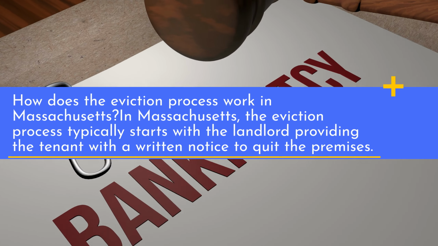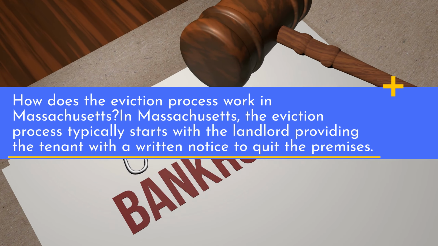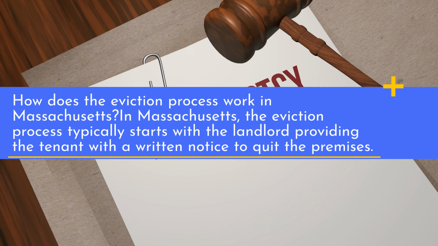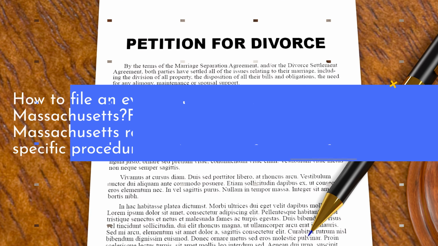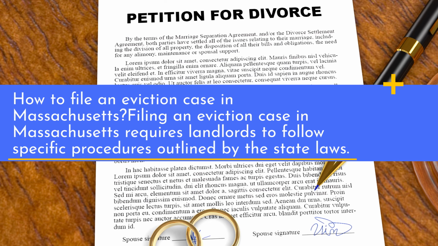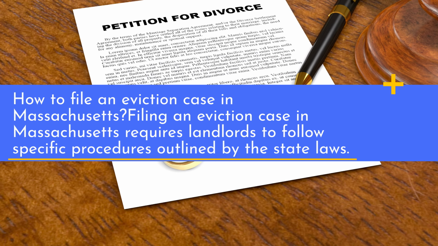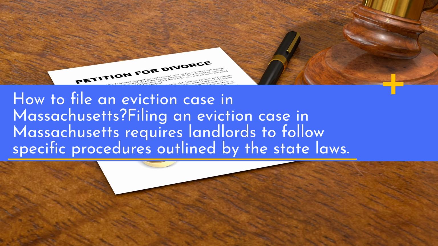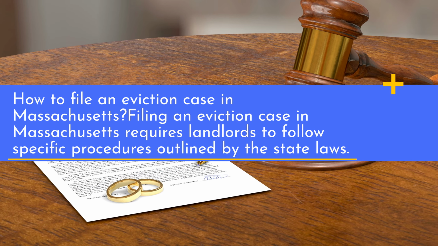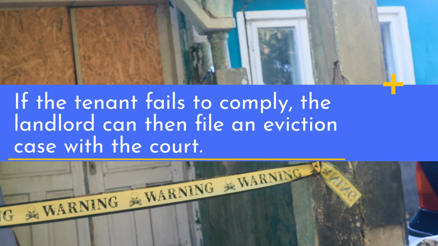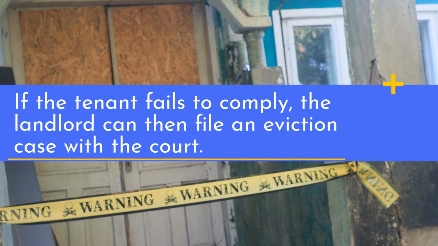How does the eviction process work in Massachusetts? In Massachusetts, the eviction process typically starts with the landlord providing the tenant with a written notice to quit the premises. How to file an eviction case in Massachusetts? Filing an eviction case in Massachusetts requires landlords to follow specific procedures outlined by the state laws. If the tenant fails to comply, the landlord can then file an eviction case with the court.